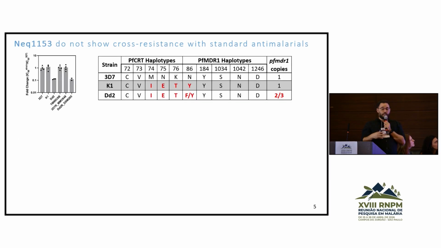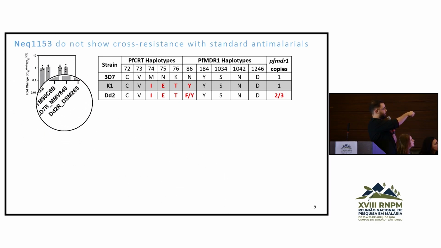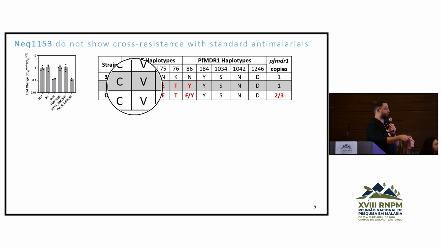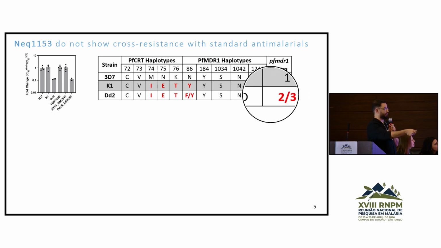Trying to understand a little bit more about what was happening with this 10-fold increase in potency for DD2 compared to 3D7 and K1, we looked for the most common differences among these three strains, 3D7, K1, and DD2. The first difference that caught our attention was the MDR1 copy number increase for DD2 compared to 3D7 and K1, that we can see here, for example.